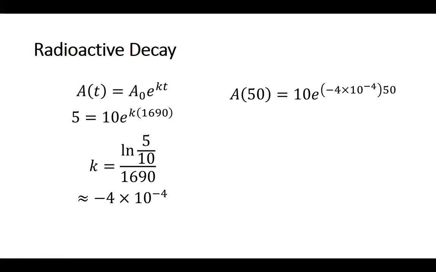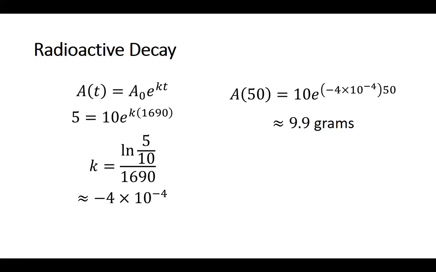And now we want to know how much we're going to have left after 50 years. So we started with 10. We've got that in as our a sub 0. We know our decay constant is -4 times 10 to the -4. That's in for K. We're looking for what happens in 50 years. That's T. So now we can do our calculation. Again, order of operations, -4 times 10 to the -4 times 50. Take the exponential of that, multiply by 10, and we get approximately 9.9 grams.